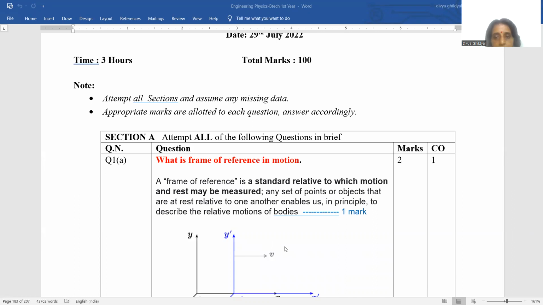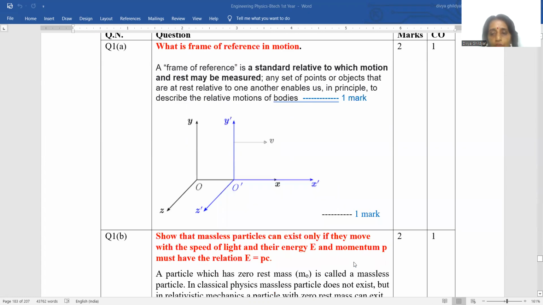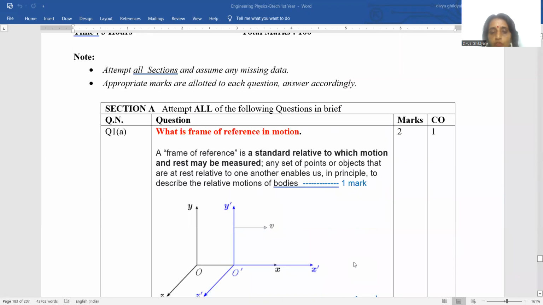Let us begin. See, section A paper, attempt all of the following questions in brief. As you can see, section A is carrying 2 marks for each question, and the questions are 2 questions from each unit. Let us begin.